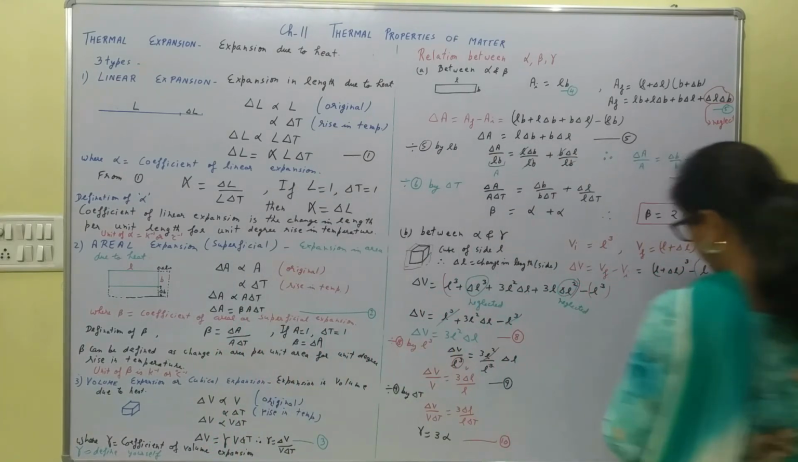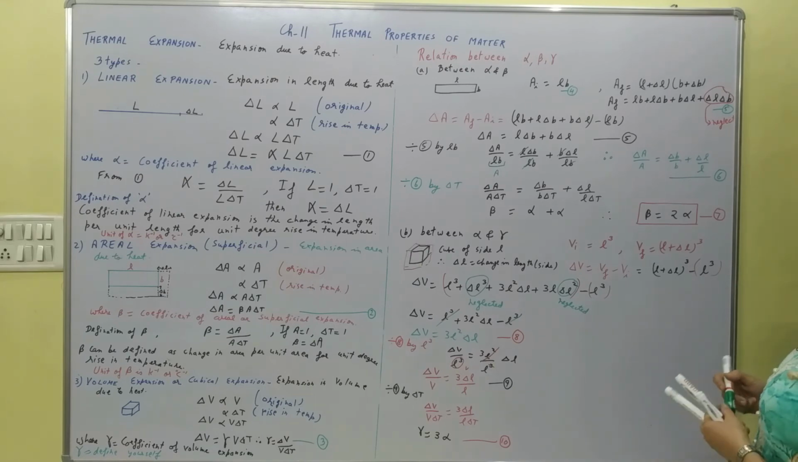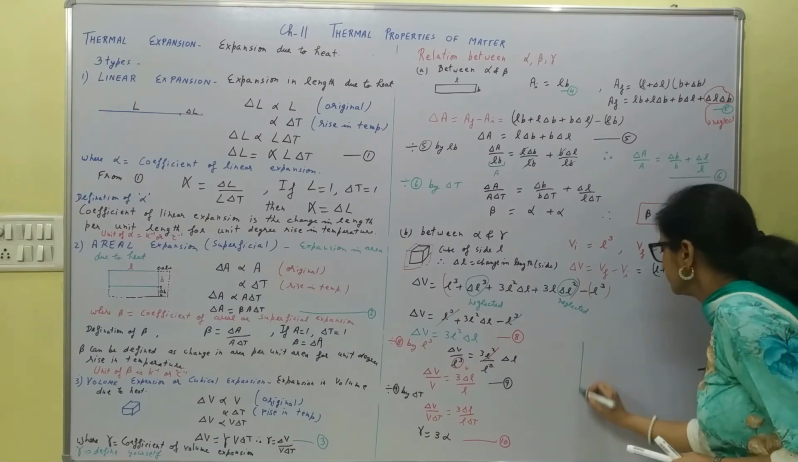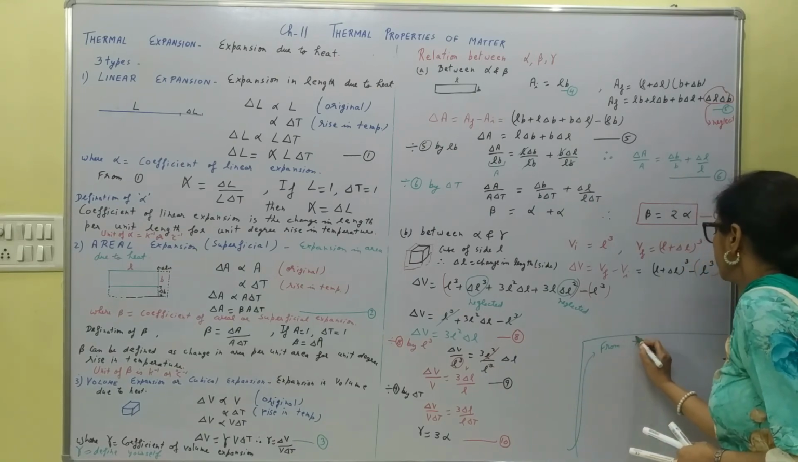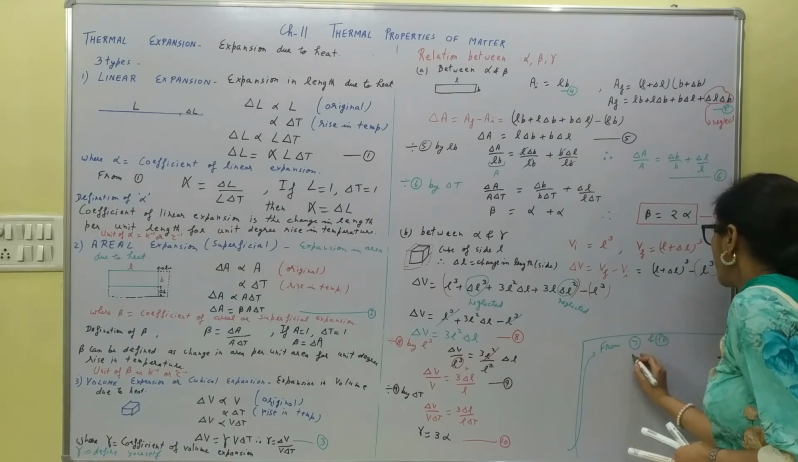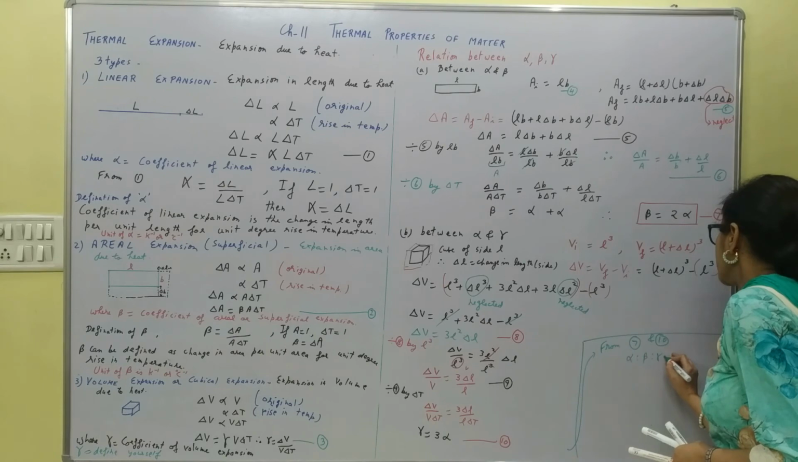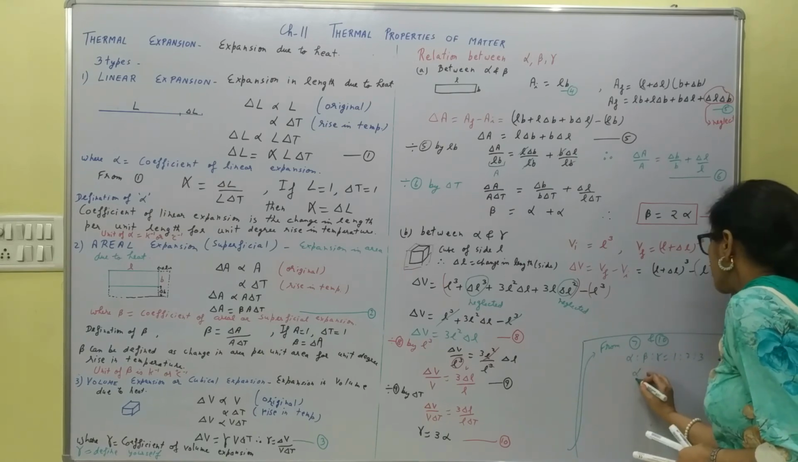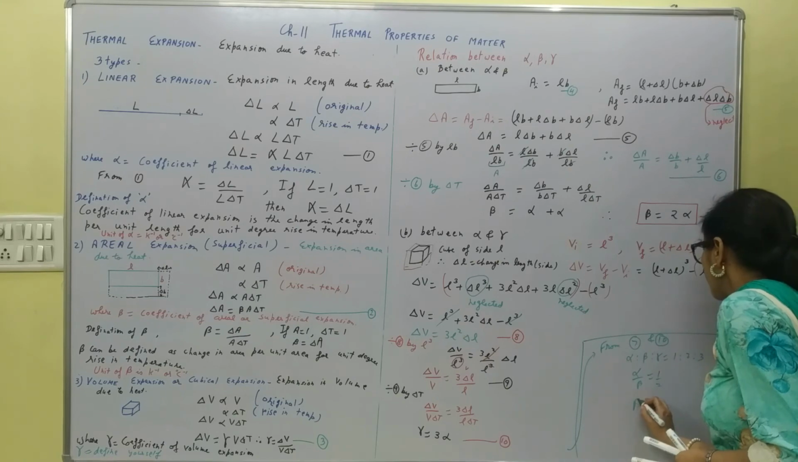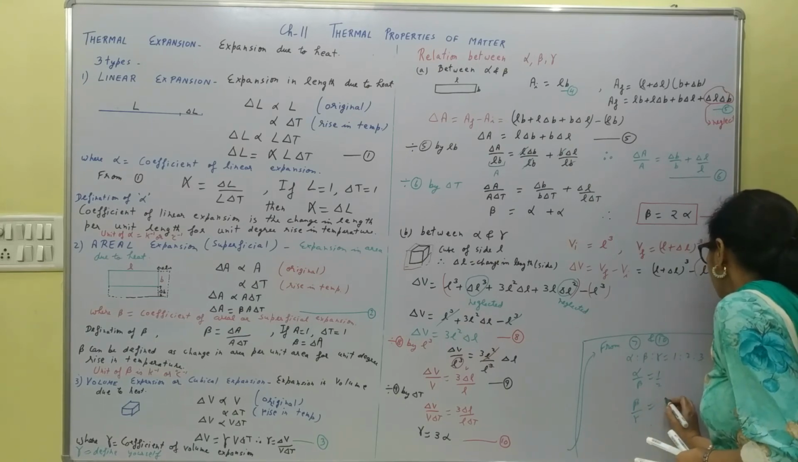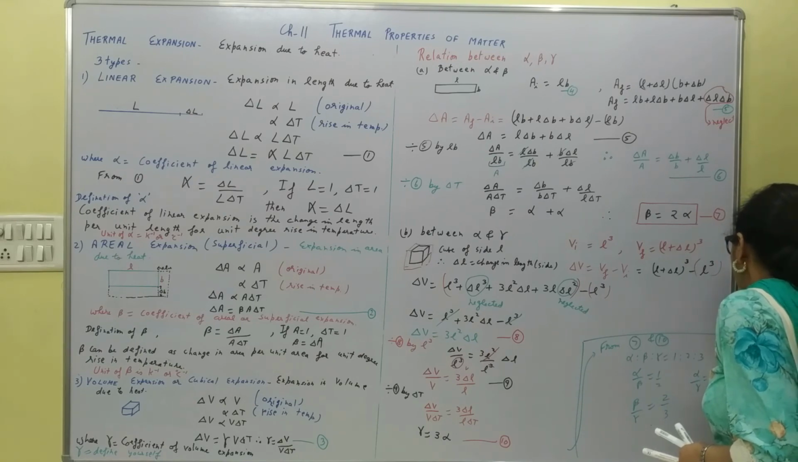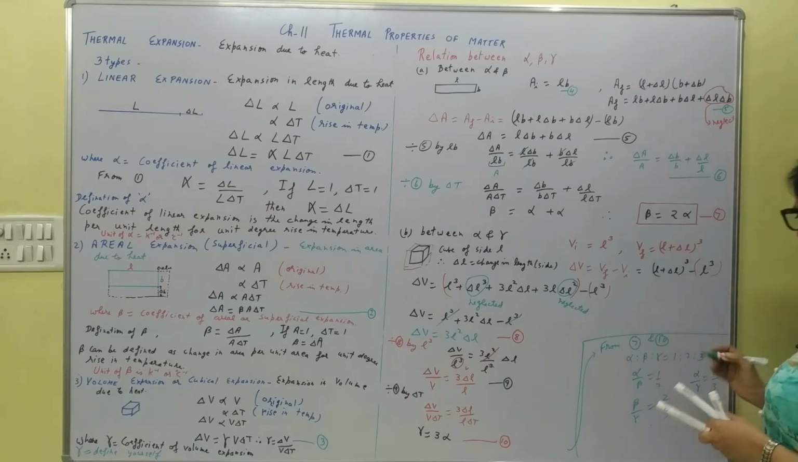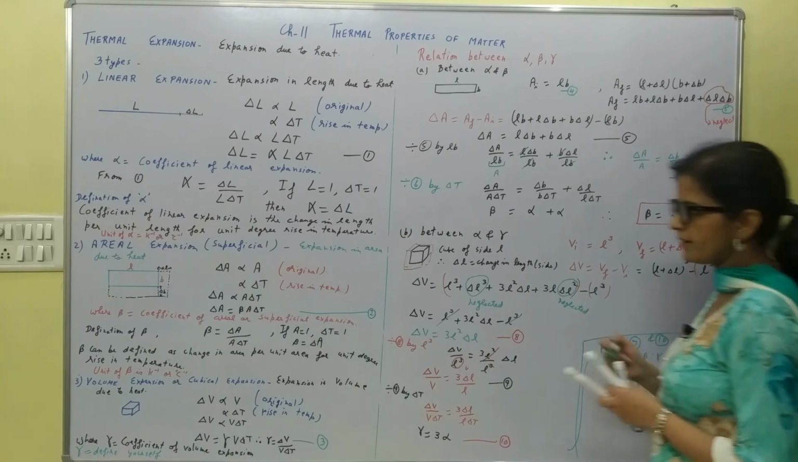So from 7 and 10, alpha is to beta is to gamma is equal to 1 is to 2 is to 3. That means alpha upon beta is 1 upon 2. Beta upon gamma is 2 upon 3. Alpha upon gamma is 1 upon 3. So these are the relations between alpha, beta and gamma.